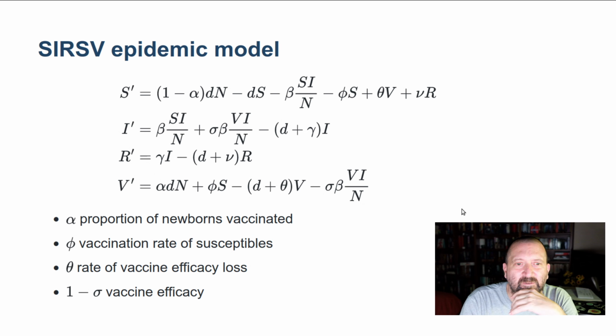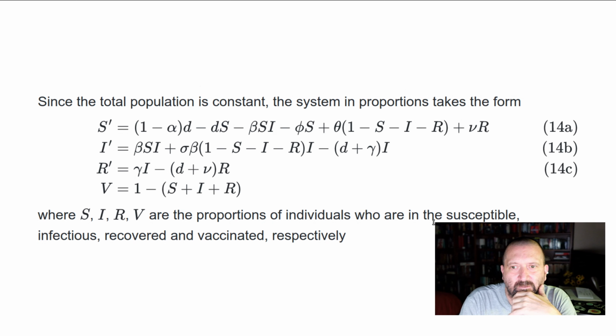So what happens with this? The model looks something like this. We are using proportional incidence. All of this I have said already, so let me go quickly.